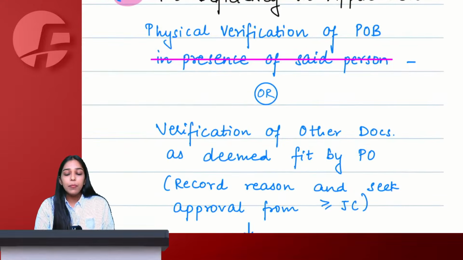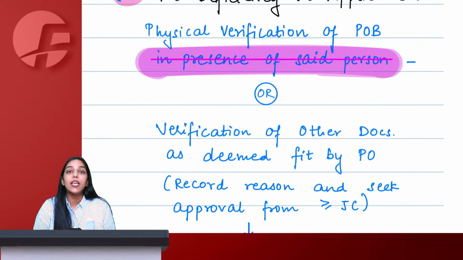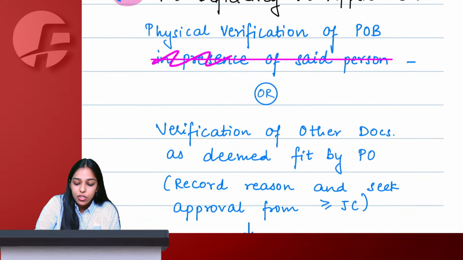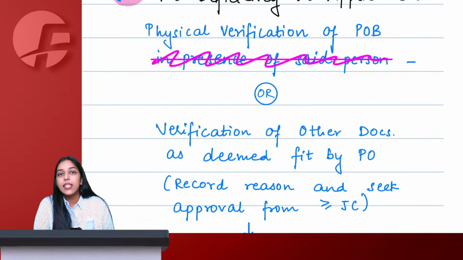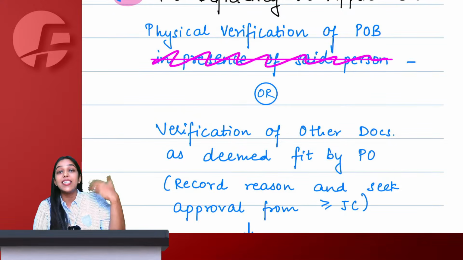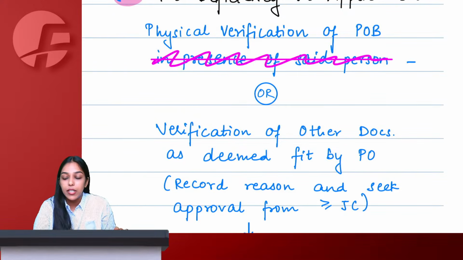Got it? Earlier, the provision said that physical verification was possible only in the presence of the said person. But now this point is struck off by the government. So now the government says that even if the person whose physical verification has to be done is not present at the office, no problem, the officer can still go and complete the physical verification.